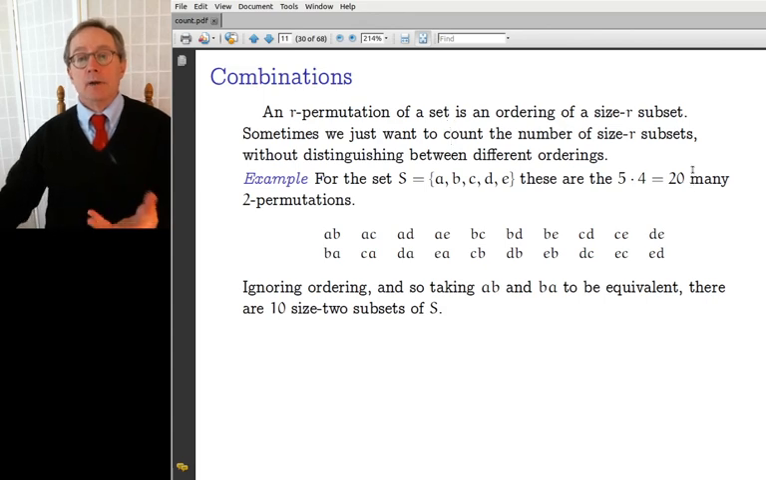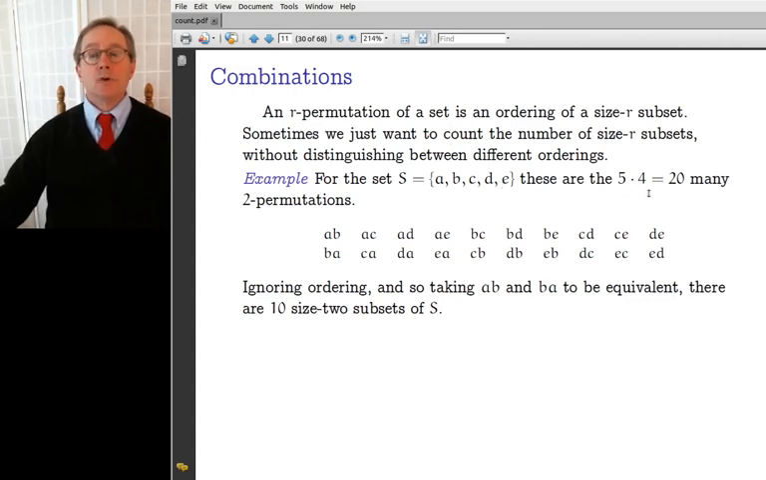And here's an example. I took the set that consists of 5 things, 5 letters, just because it was convenient. And obviously there are 5 times 4, so 20 permutations. It's n times n minus 1 times n minus 2 all the way down to n minus r plus 1. So it's 5 minus 2 plus 1 sort of stuff. So we're looking here at the 20. There they are. It's easy to check that it's the right number.